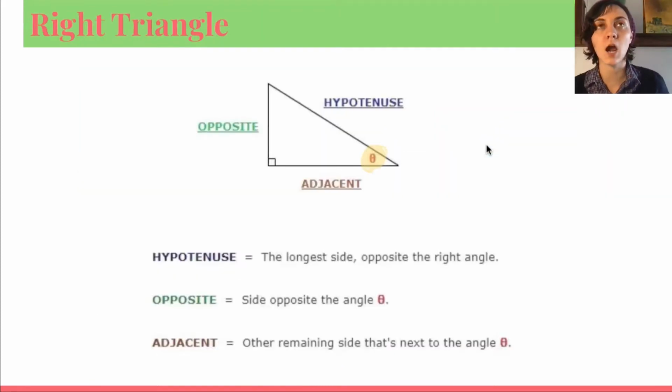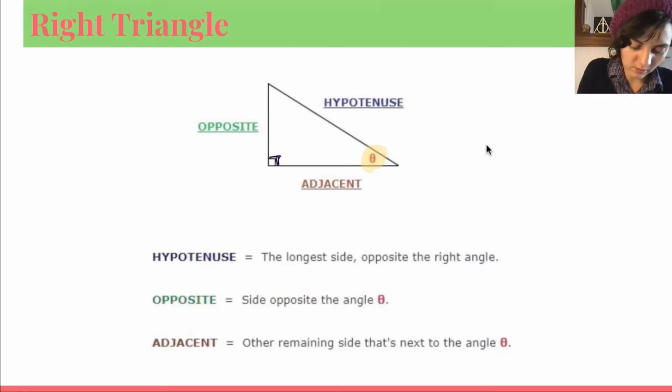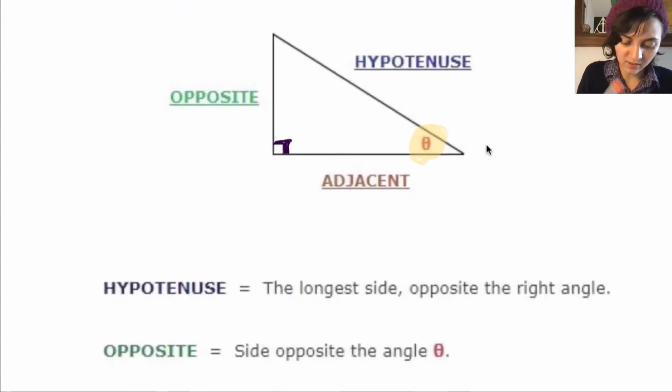So right triangles are what we're mainly going to be focusing on in class, and there's some specific vocabulary for right triangles. You can see I have a right triangle because there's that little square. And then we have this angle theta, the angle we're looking from. The side across from the right angle is the hypotenuse. The hypotenuse is always the longest side, and it's across from the right angle.